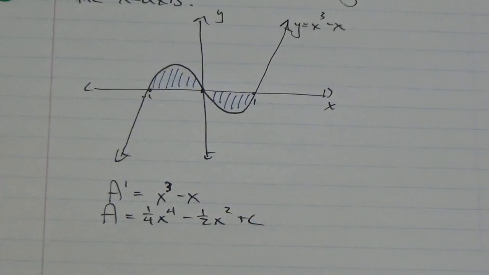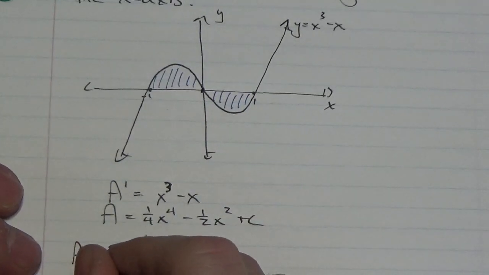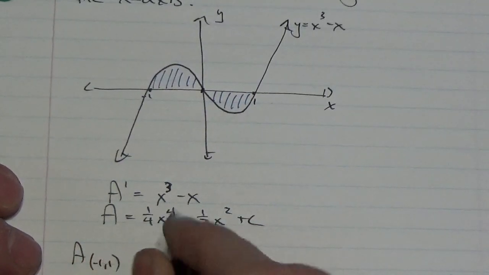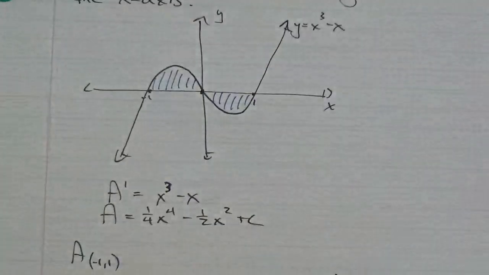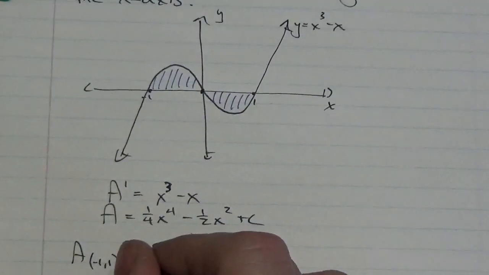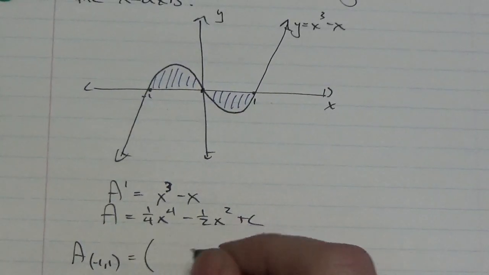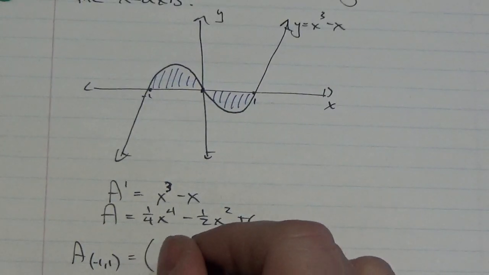So if I take the antiderivative, I will get 1/4 x to the 4th minus 1/2 x squared plus c. Okay, now I'm going to evaluate that between negative 1 and 1. Okay, negative 1 over here, 1 over here. Basically the outer limits of the finite area that I'm looking for.